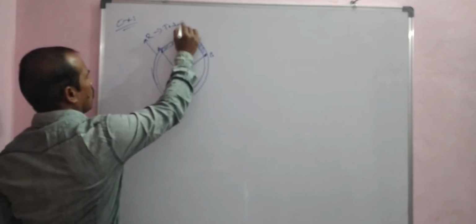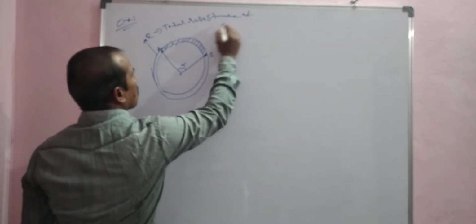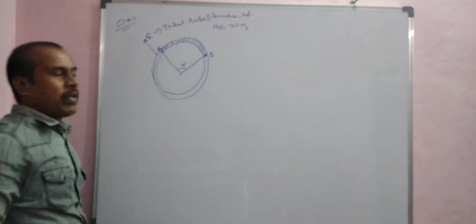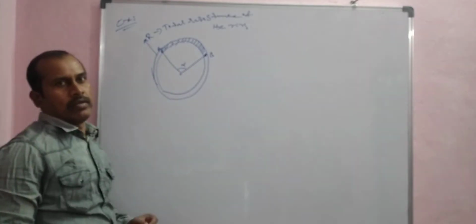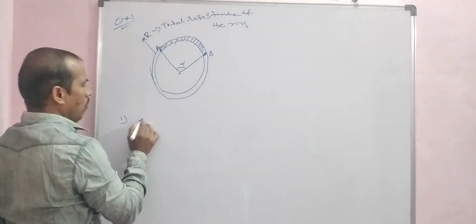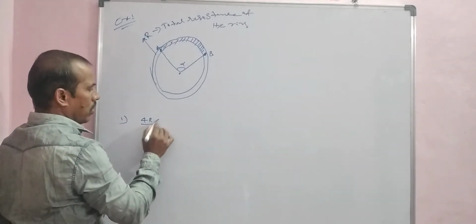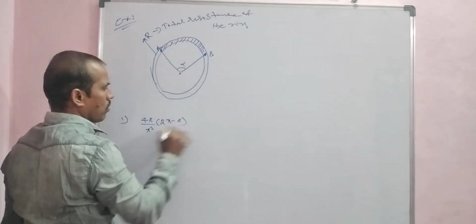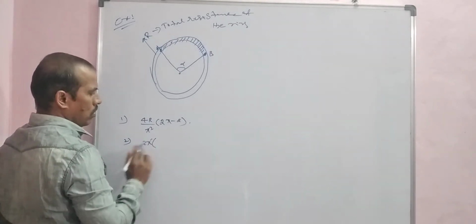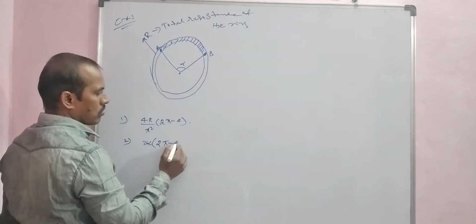Total resistance of the ring is R. Find the effective resistance between points A and B. The first option is 4R by 5 squared into 2 5 minus alpha. Second option is 2 5 into 2 5 alpha into 2 minus alpha.